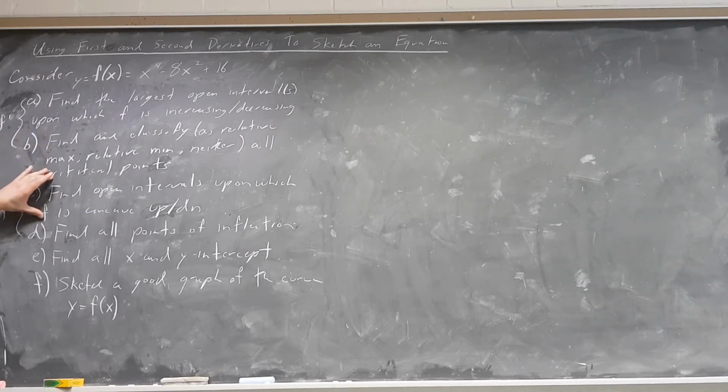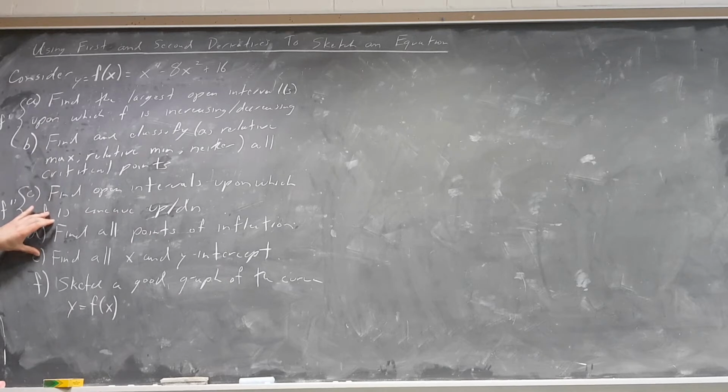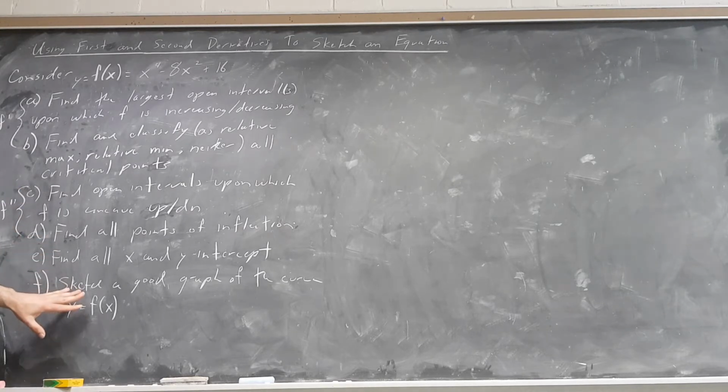We'll find open intervals upon which f is concave up and concave down. We'll find all points of inflection. We will find all x and y intercepts. And then we'll sketch a good, careful graph of the function. Once again, parts A and B have to do with the first derivative, where it's positive, where it's negative, where it's zero. C and D have to do with the second derivative. This is pre-calculus, and here we put it all together.